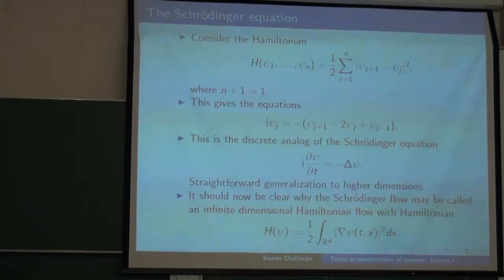So we started with H of positions and momenta, and then we combined position and momentum into one complex variable, and we defined Hamilton's equations. And then with this Hamiltonian, you get this flow, okay, which in the limit becomes this. So in some sense, you can make it precise. This is a Hamiltonian flow with this Hamiltonian. Okay. Any questions?